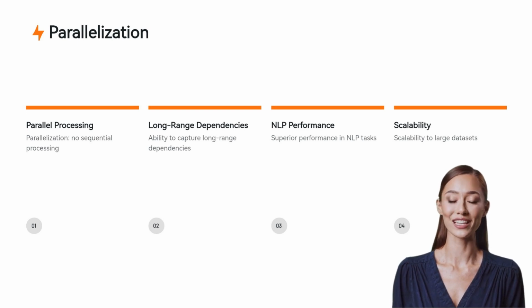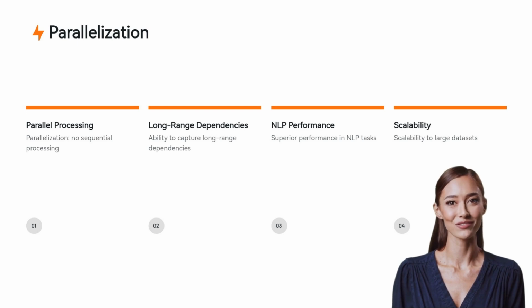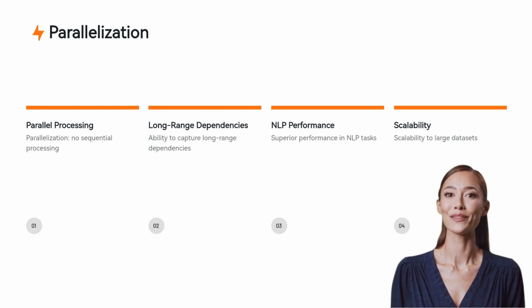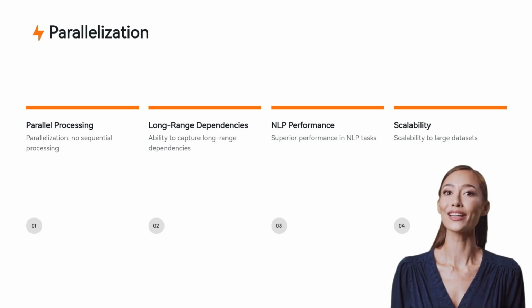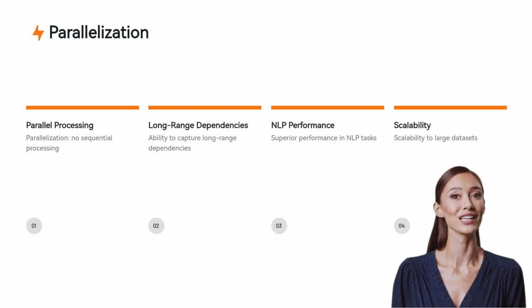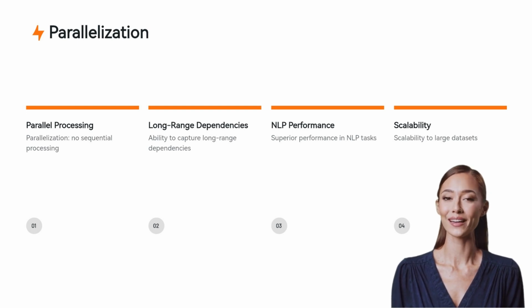Additionally, the self-attention mechanism allows transformers to capture long-range dependencies more effectively than RNNs or LSTMs, which struggle with long-term context. Transformers have set new benchmarks in a variety of NLP tasks, including machine translation, text generation, and question answering. Furthermore, their ability to scale to large datasets and models, as seen in models like GPT-3 and BERT, has made them the go-to architecture for many cutting-edge applications in AI.